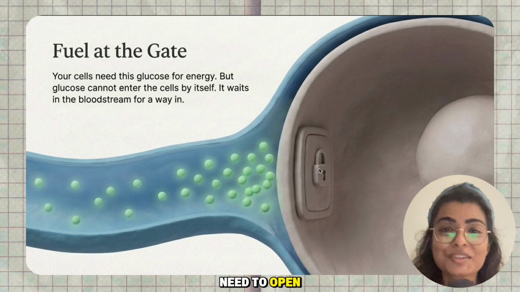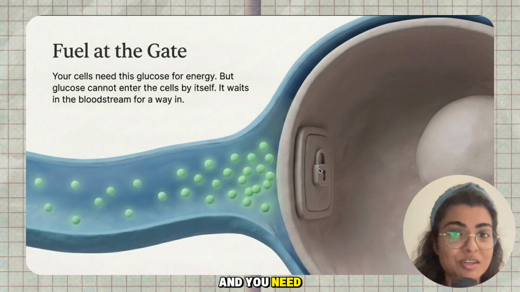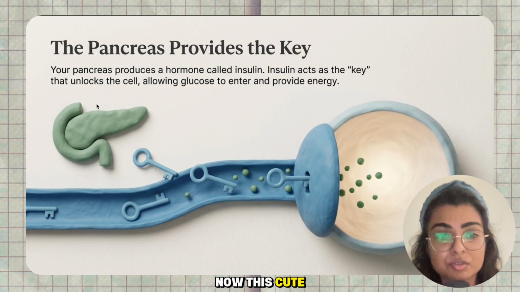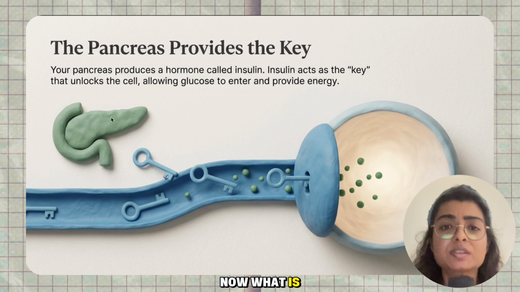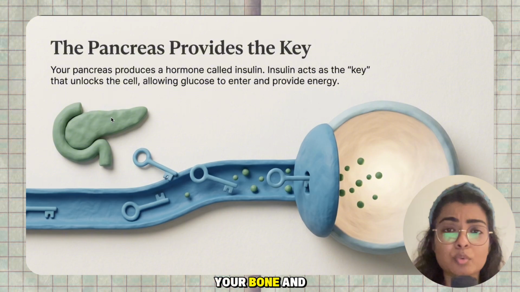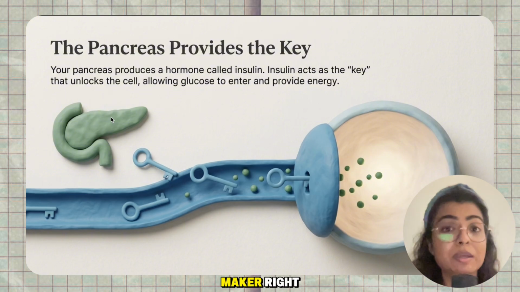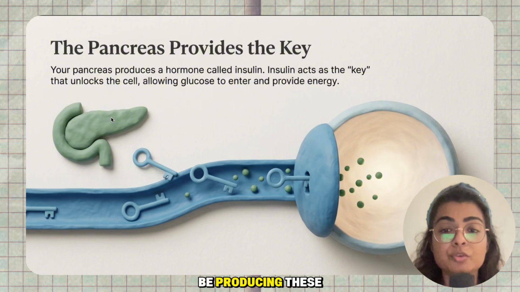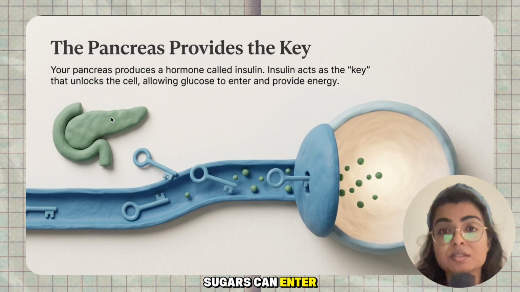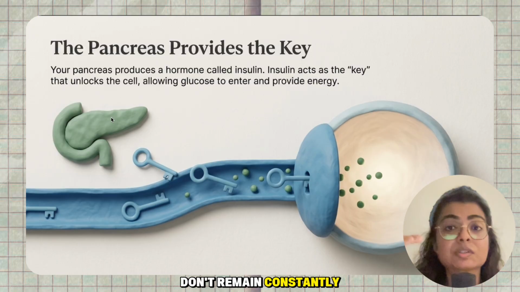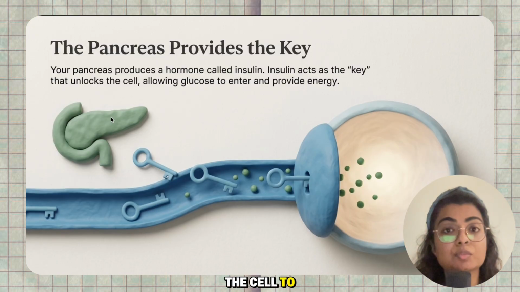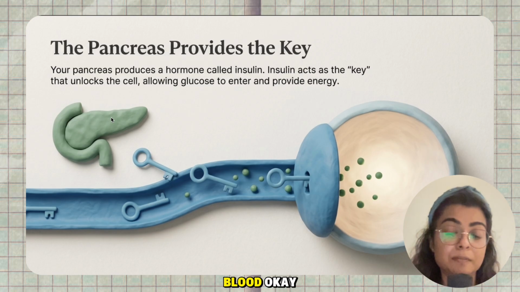I said we need to open this lock on the cell, right? And you need a key. So who's going to give you that key? Now, this cute thing here is the pancreas. Now, what is a pancreas? It sits in the center of your body, right at the back, just before your bone, and its job is the key maker, right? So it's going to be producing these keys to open the lock to enter the cell, so the sugars can enter the cell, and so they don't remain constantly high, because if it doesn't go in the cell to be used, it will remain high in the blood.